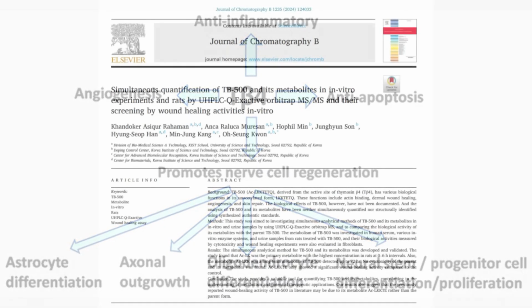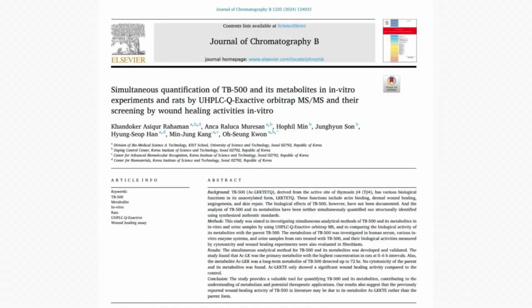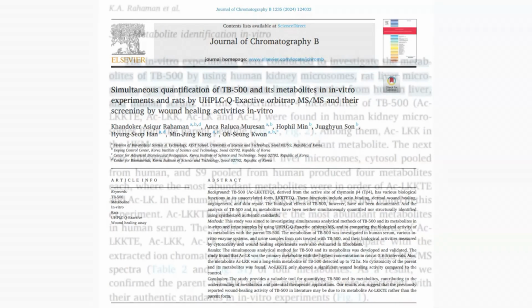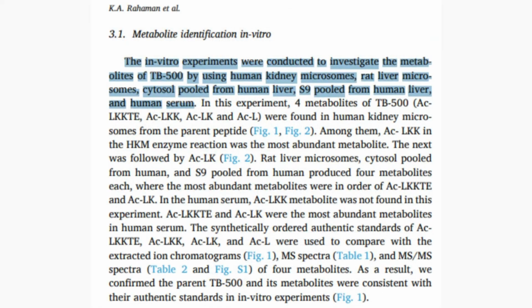In the study titled, "Simultaneous Quantification of TB500 and its Metabolites in Vitro Experiments and Rats by UHPLC-Q Exactive Orbitrap MS and Their Screening by Wound Healing Activities in Vitro," Rahman et al. investigate the analytical methods for TB500, an acetylated peptide derived from thymosin beta-4, and its metabolites. They also explore the wound healing potential of TB500 and its metabolites in fibroblasts.